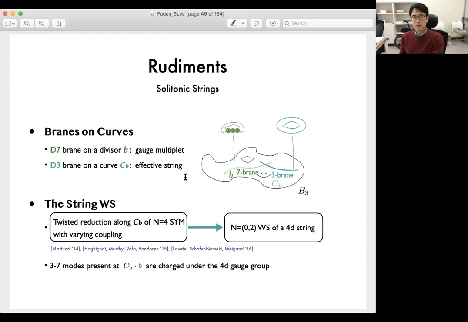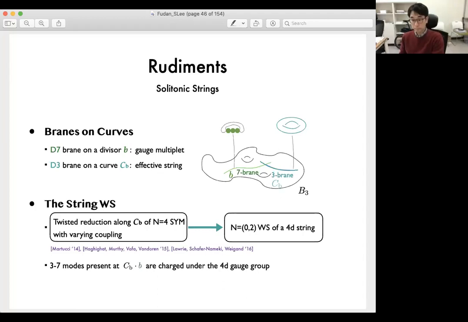Here, the subscript B in C_B is for base and is not at all an index. So please don't get confused. Now, the worldsheet theory of such a solitonic string is obtained by reducing the D3-brane dynamics along C_B and turns out to have (0,2) supersymmetry.